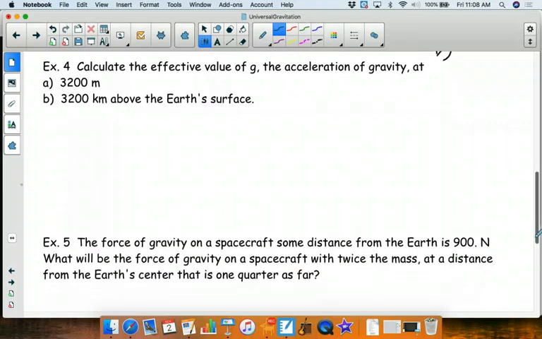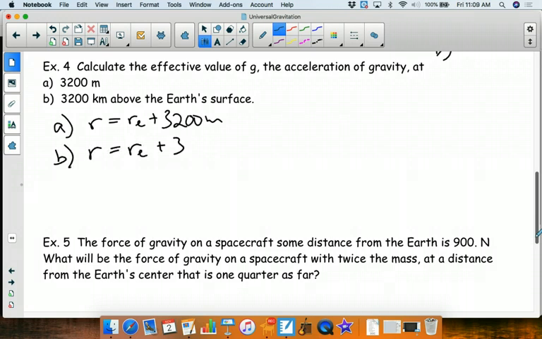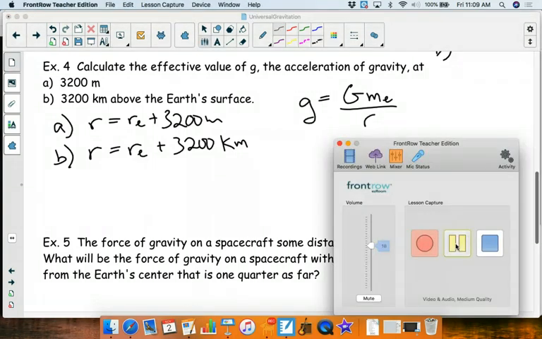Okay, for the next one, guys, calculate the effective value of g, the acceleration of gravity, at 3,200 meters above the Earth's surface and 3,200 kilometers above the Earth's surface. So for A, your r is going to be the radius of the Earth plus 3,200 meters. And for B, your r value is going to be the radius of the Earth plus 3,200 kilometers. Okay, and you're going to do the same thing. You'll get g is big G times the mass of the Earth over r squared. Okay, so go for that.